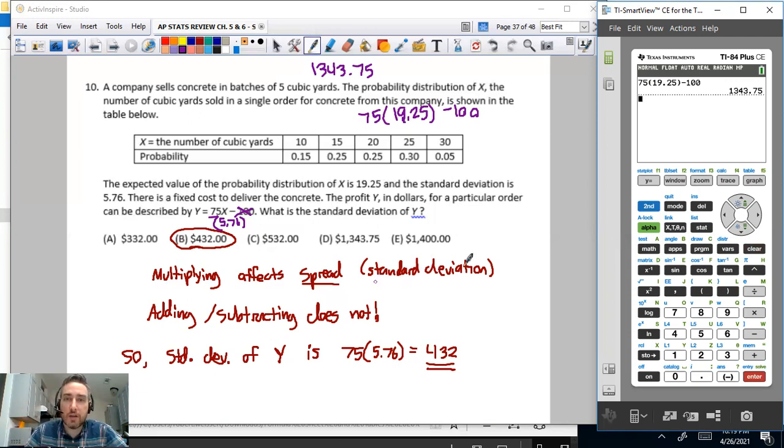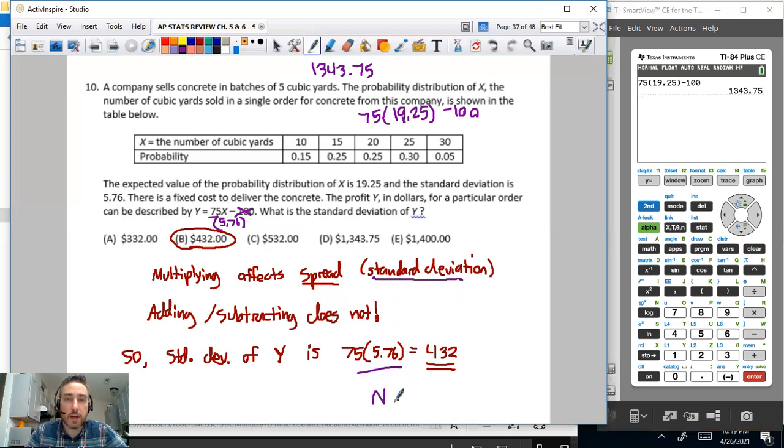But with standard deviations, just times. No subtraction, no addition. It does not affect the spread.